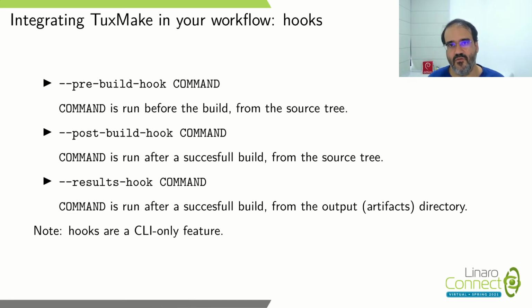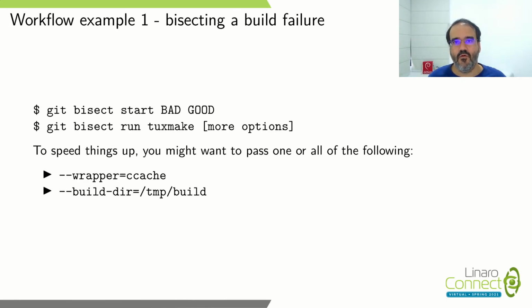And again, this is for the CLI only, because if you are using the Python API, then you already have full control of what you do before or after the build. So one example of workflow integration is using TuxMake to bisect a build failure, and that's more or less trivial. You just start a bisection and you run TuxMake with whatever options you want as a bisection command, and TuxMake does the right thing of exiting non-zero if the build fails.